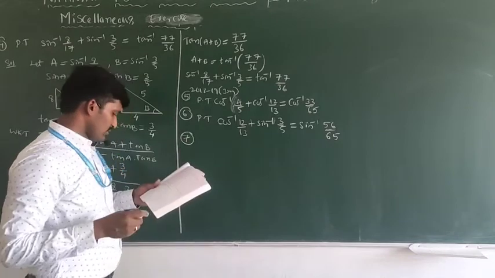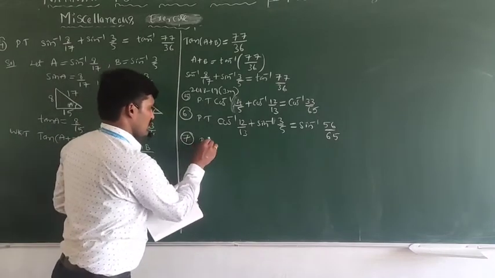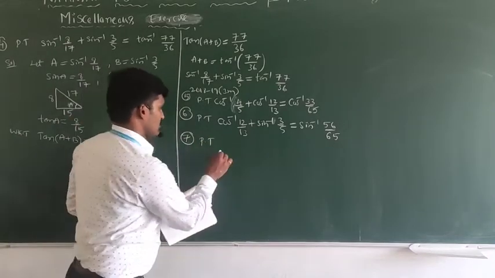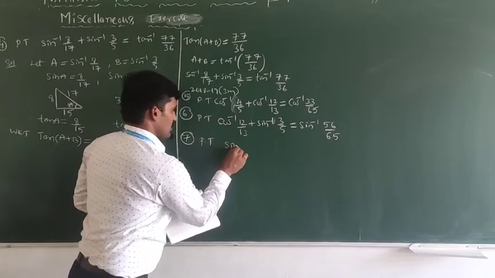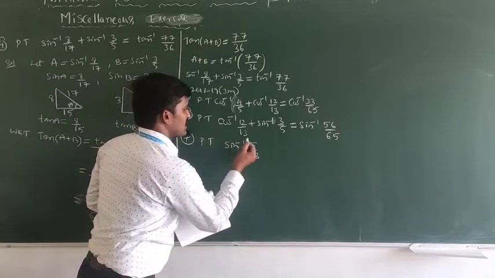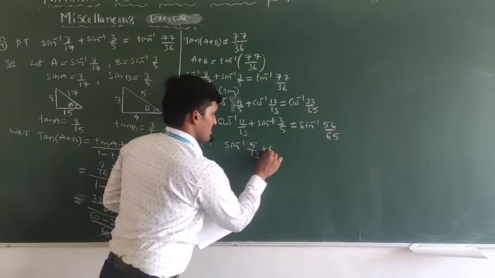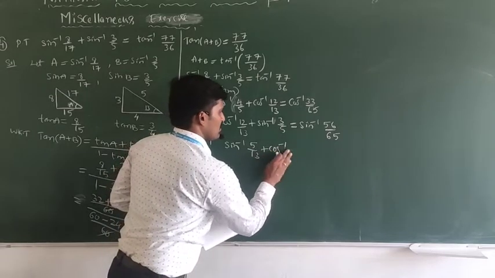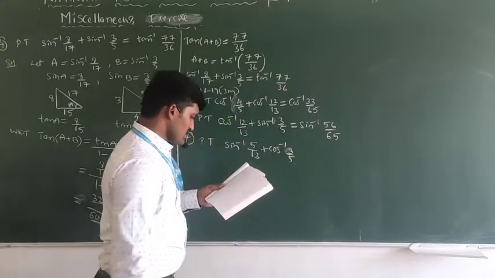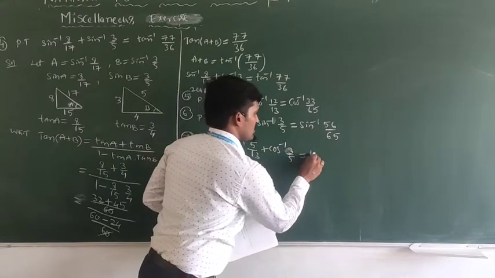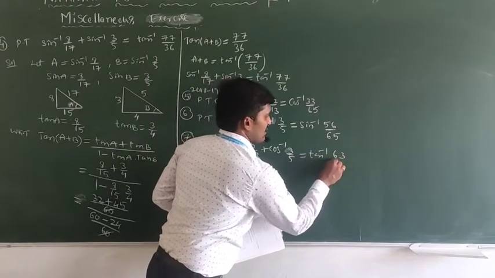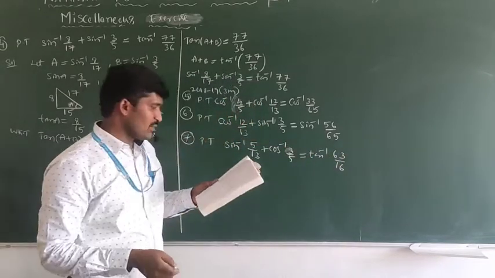Next, seventh one. Prove that sine inverse of 5 by 13 plus cos inverse of 3 by 5 equals tan inverse of 63 by 16.